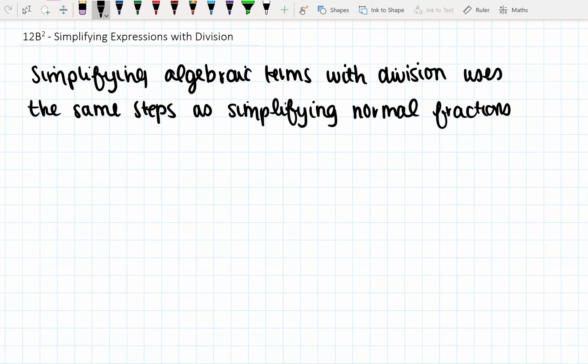So we have discussed up until now that you are treating fractions as something divided by something. And when we write a division term, for example 3 divided by 4, we no longer write it like this. Instead, we write it as 3 over 4. We write this as a fraction. These mean the same thing. So when we have algebraic terms that have division in them, we can treat them the same way as a normal fraction.